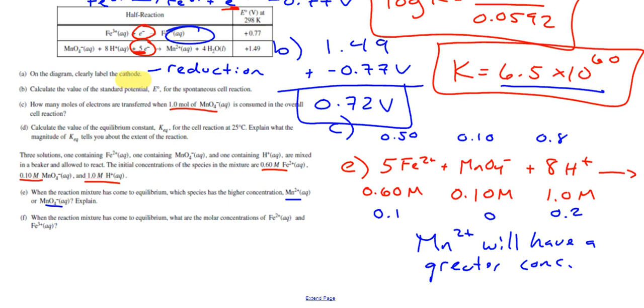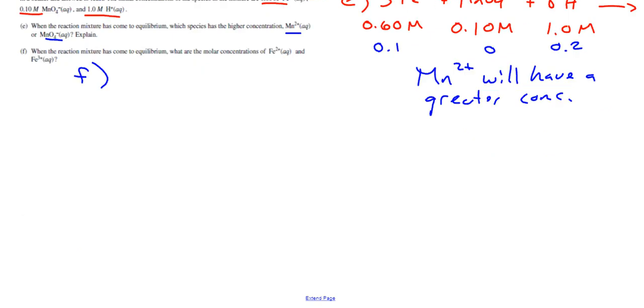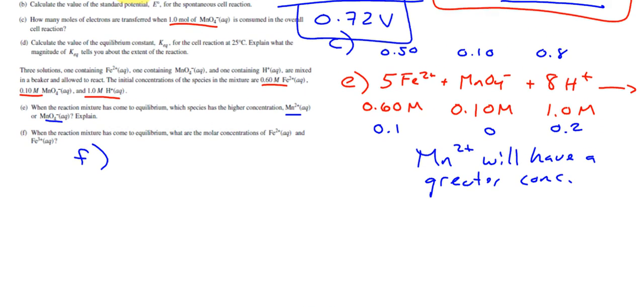All right, F. I'm curious what you have to come up with on this. And I know I'm trying my best not to do the work, but I kind of feel like I am. I'm going to give you a moment to try to do this. When the mixture has come to equilibrium, what are the molar concentrations of Fe2+ and Fe3+? So think about what I just did there, okay? And see how you can relate that. So I'm going to pause this for a second.